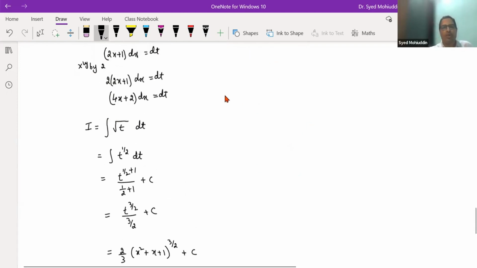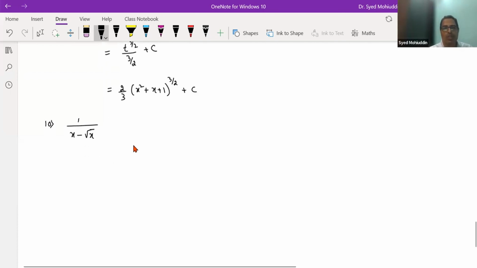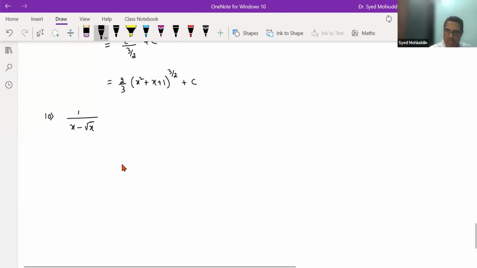Are you getting this? Any questions here? Move on to the next question. 10th question, right? It is 1 by x minus root of x. That's all. 1 by x minus root of x. So let us apply the integral for this one. I is equal to the integral of 1 by x minus root of x into dx.